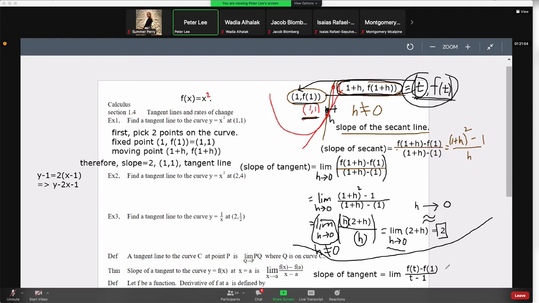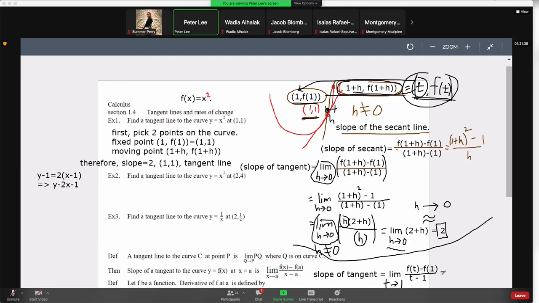So if you name the other point like this, (t, f of t), to get the slope of the line connecting the two points, we get f of t minus f of 1 over t minus 1. And now, in order to make this moving point get closer to the fixed point (1, 1), we have to let t approach 1. Note that in the earlier case, h has to approach 0, because when h is approaching 0, this point will approach that point. If you name it this way, then t must approach 1, so we end up getting this.